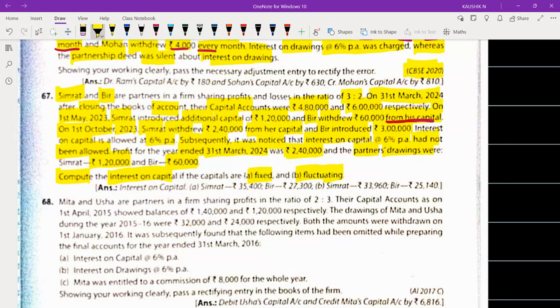So here they are not asking for an adjustment entry. Though errors have happened, they are asking you to calculate the correct amount of interest on capital. So this problem, though it comes with some errors or omissions, is not asking you to prepare the adjustment table or adjustment entries. They're just asking you to calculate the interest on capital, and that too under two different methods, the fixed method and the fluctuating method, and for two different partners.